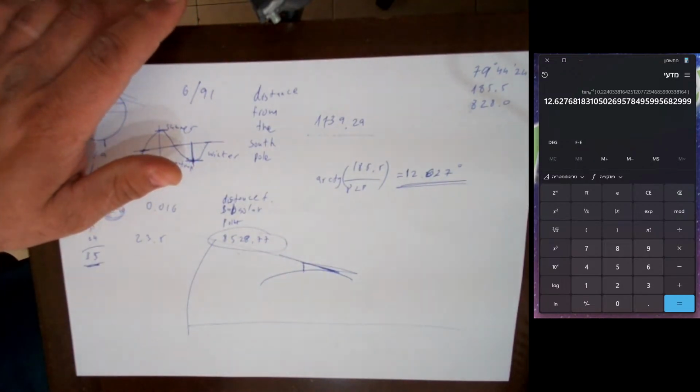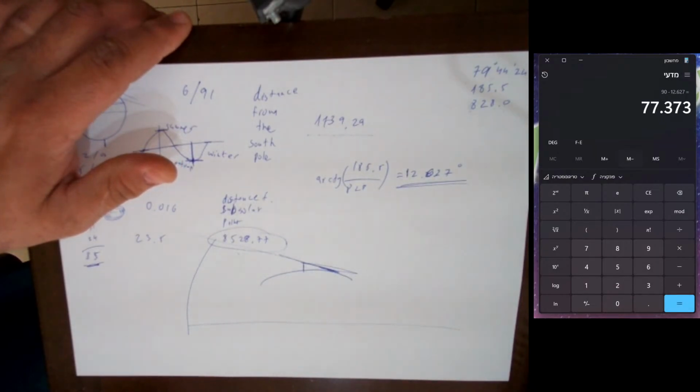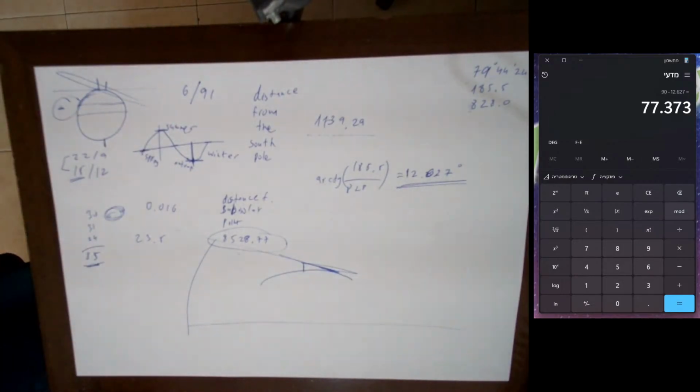Okay, now let's do it. 90 minus 12.627 equals 77. Now let's see the beauty of it. If I multiply it by what I should get, you know this number, right? We can see it here. It's almost the same number, 8,500, and the deviation is basically the fault of the equipment. But we know this number, right?